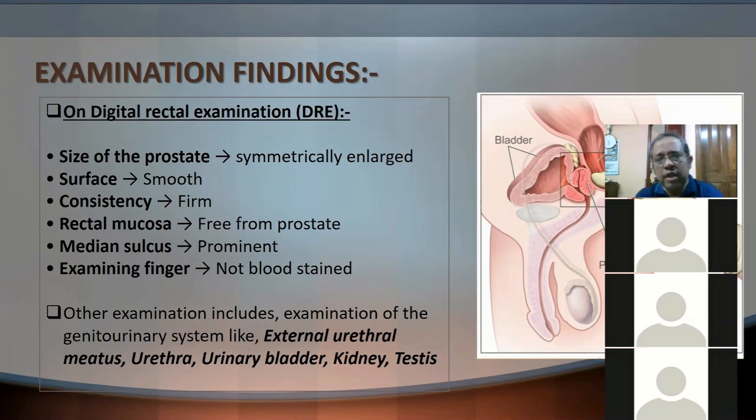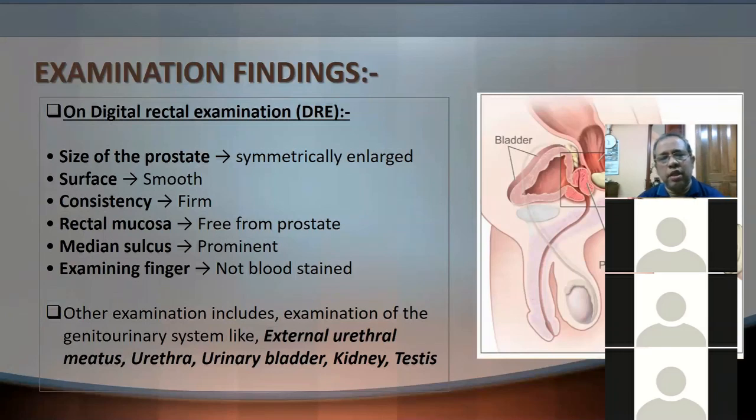Symmetric enlargement or not. Surface smooth or not. Consistency firm. Rectal mucosa free from prostate. Median sulcus becomes prominent. After removing the finger, you examine the finger. Is there any blood stain or not? All these things you can assess by looking and by doing DRE. So digital rectal examination is very important in case of BPH.